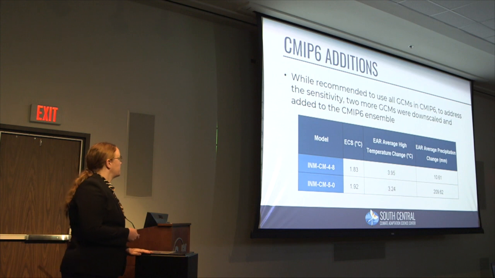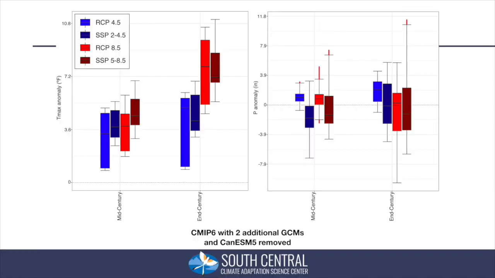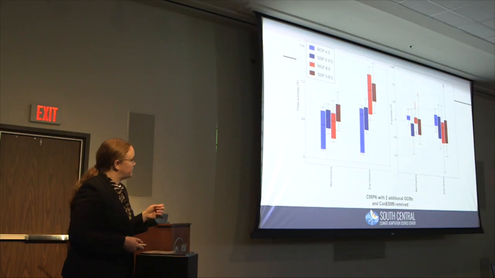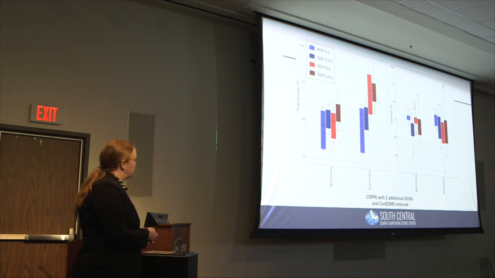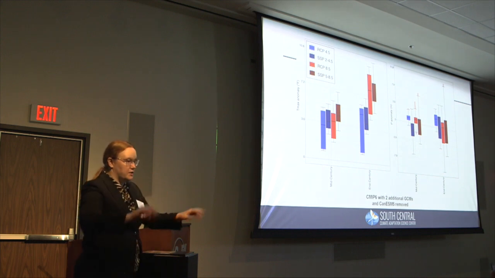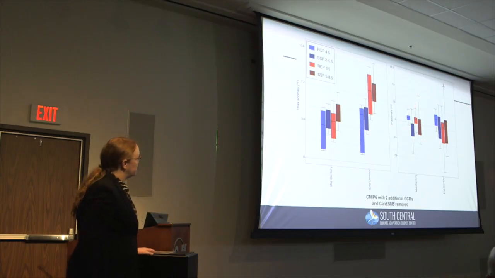One of the things we'll note here with this is that it does actually make for quite an improvement. So this is the same graphic as before with projected changes in temperature and precipitation with the different groups of models in CMIP5 and CMIP6. But in this case, we've added the 2 additional GCMs and removed that overhot CanESM5, and you can actually see it does fall back very much in line with what was in CMIP5 also. So it gives us a lot of confidence as we transition.